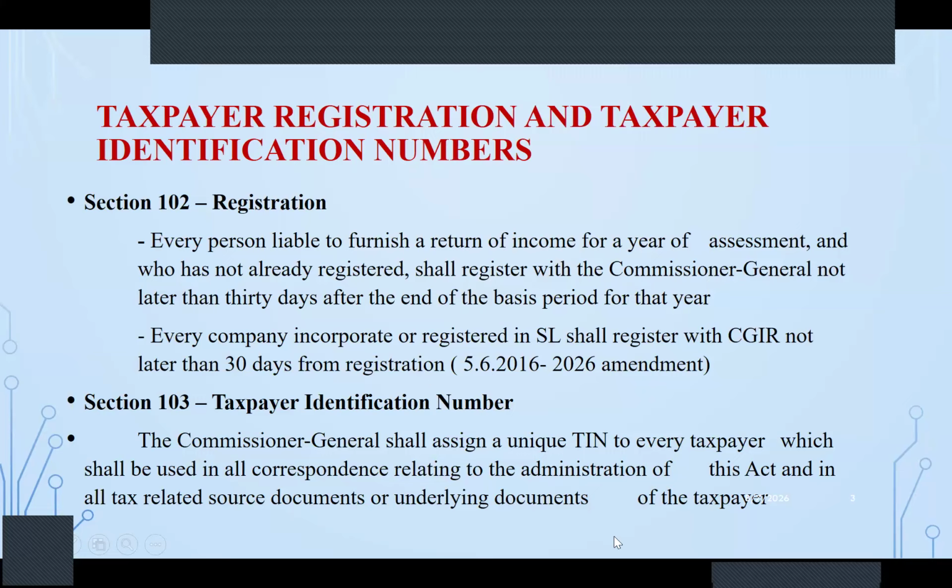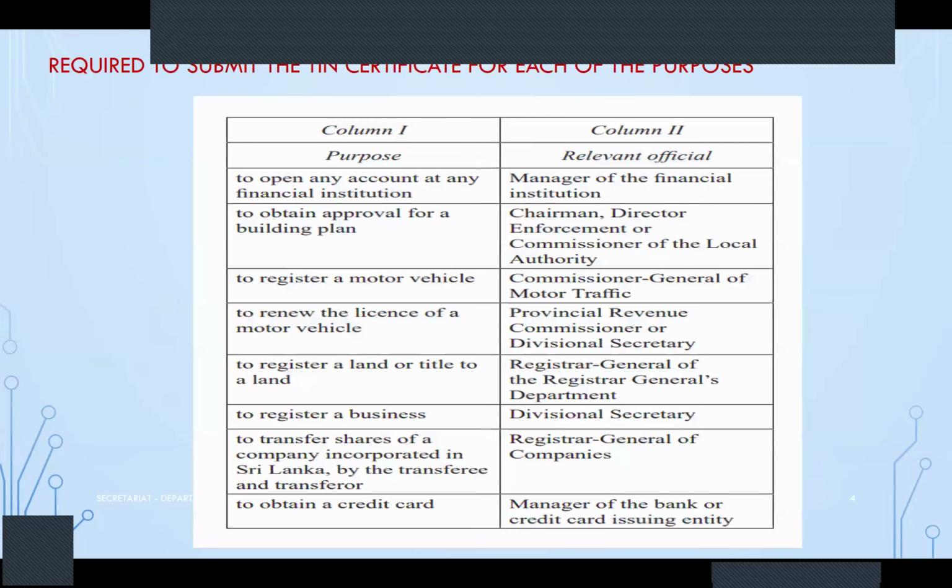Then the taxpayer identification number, the TIN number. A TIN number should be obtained by all taxpayers who have completed 18 years of age. As I have already explained, we will issue a TIN certificate to them. In addition to that, for these purposes they should obtain a TIN. Without a TIN, these things cannot be done.